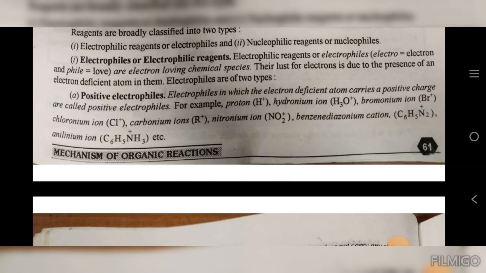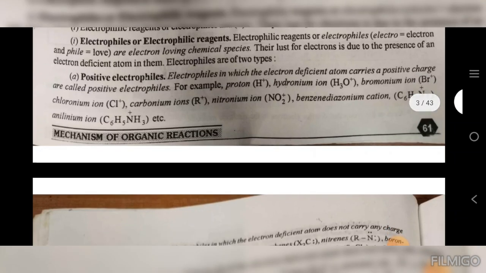Electrophiles in which the electron deficient atom carries a positive charge are called positive electrophiles. For example, proton H+, hydronium ion H3O+, bromonium ion Br+, chloronium ion Cl+, carbonium ions R+, nitronium ion NO2+, benzene diazonium cation C6H5N2+, anilinium ion C6H5NH3+, etc.